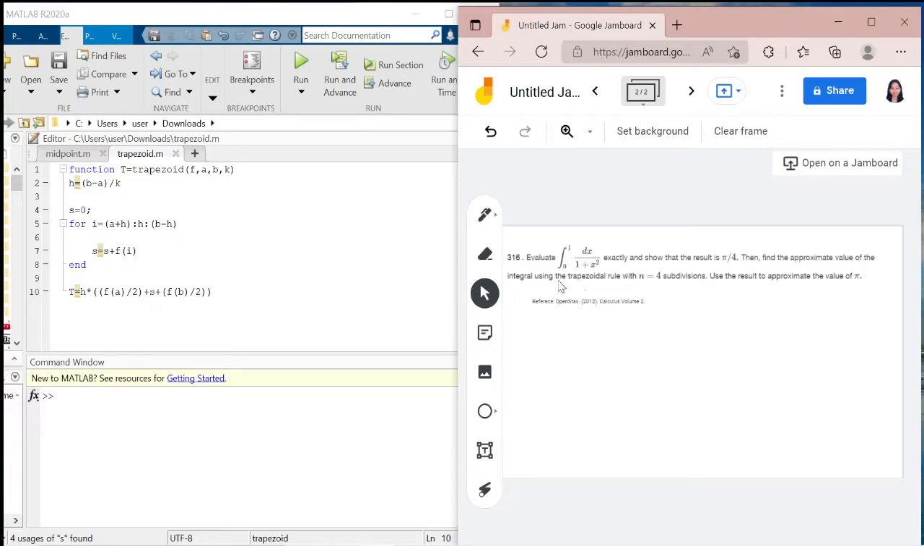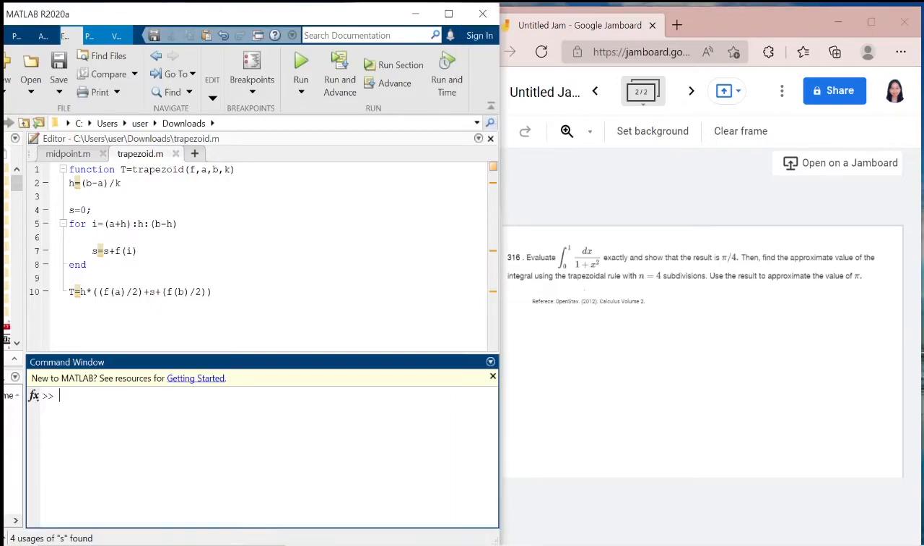Evaluate this function exactly and show that the result is pi over 4. Then find the approximate value of the integral using the trapezoidal rule with n equal to 4 subdivisions. Use the result to approximate the value of pi.